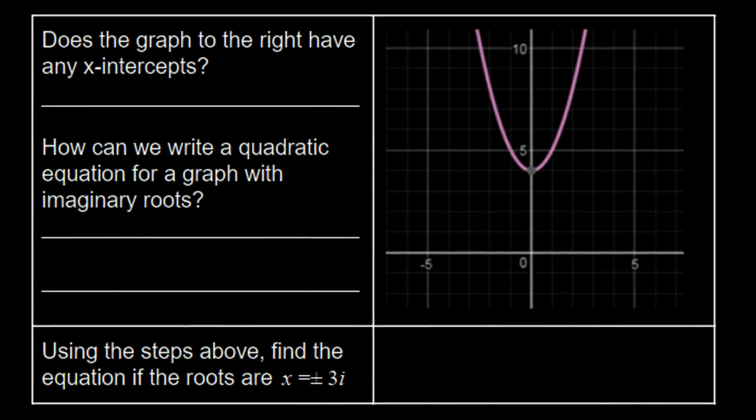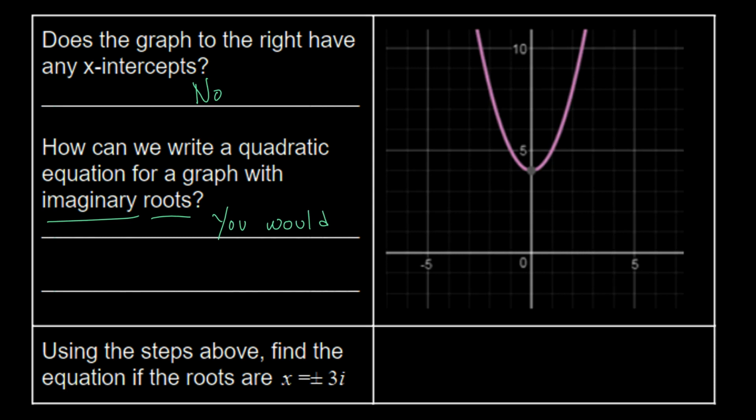So look down here. It says, does the graph to the right have any x-intercepts? No, it does not. How do you know? The quadratic does not touch the x-axis, so no. How can we write a quadratic equation for a graph with imaginary roots? Can you look at this and say, oh, I know the imaginary roots, they're this? No, they're imaginary. Do they actually exist in real life? No, so I can't point to this and say, oh yeah, those are the roots. They don't exist really. So you would have to be given the imaginary roots.